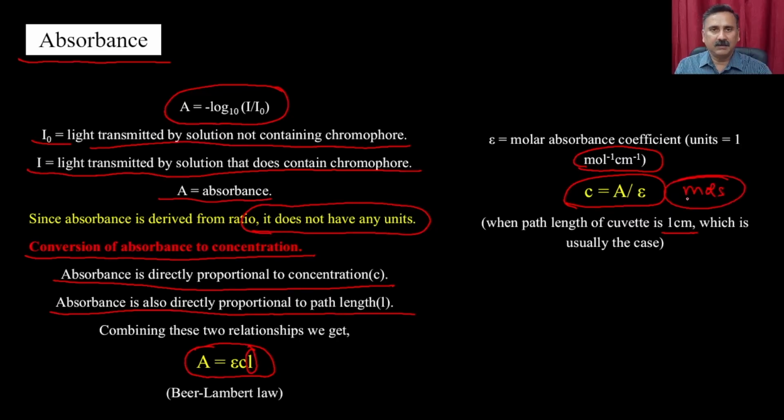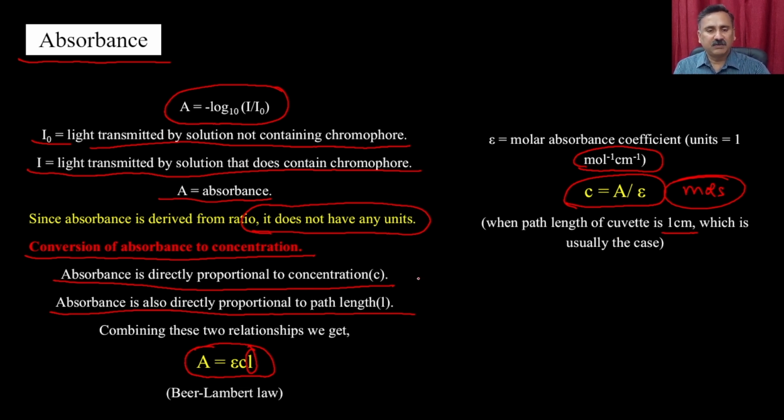This means if you have the molar absorption coefficient of the molecule, you can put the molecule into the cuvette and measure the absorbance. Then you just divide that value by the molar absorption coefficient, and it will tell you the concentration in terms of moles. It's a very, very powerful tool to measure.